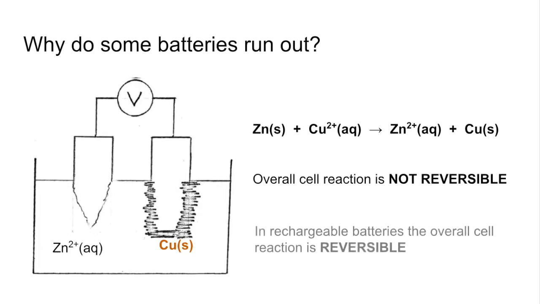So obviously, rechargeable batteries like the one in your phone are reversible processes. So when you plug your phone into the charger, into the wall, then you're reversing its overall cell reaction and you're just making the reactants back.